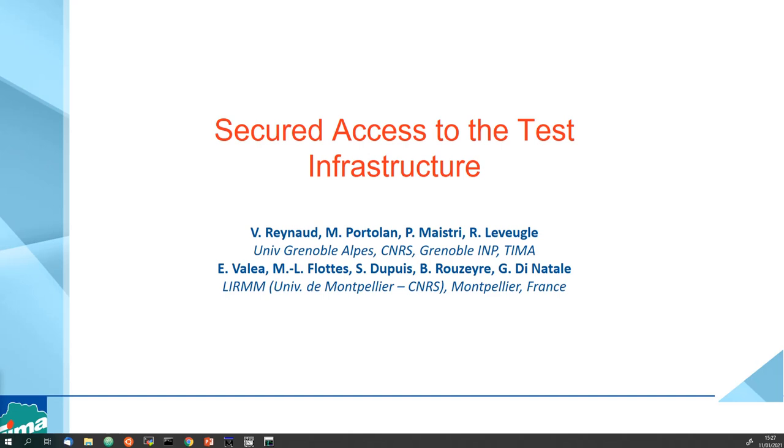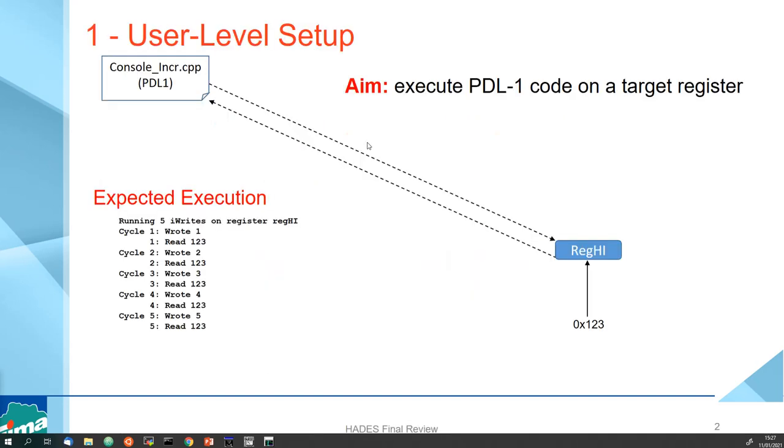In this video, we'll be showing our demo of a secure access to the test infrastructure as a collaboration between Tima and LIRM inside both work packages 1 and 4. The use case is the user trying to execute some PDL1 code on an embedded register. This code executes a series of writes and reads of a hard-coded value. The system is simple enough that it's easy to follow through simulation traces, but still complex enough to require a full bidirectional communication with the system under test.